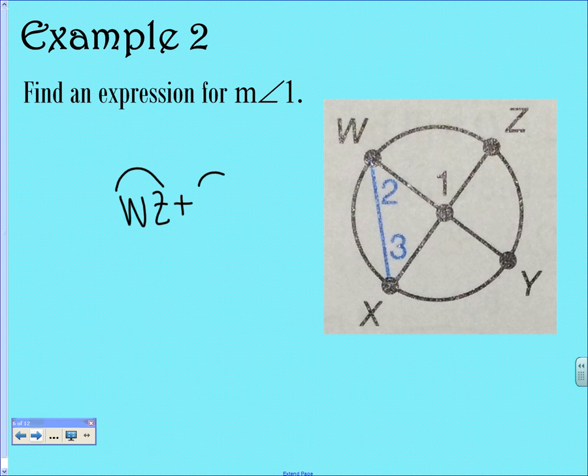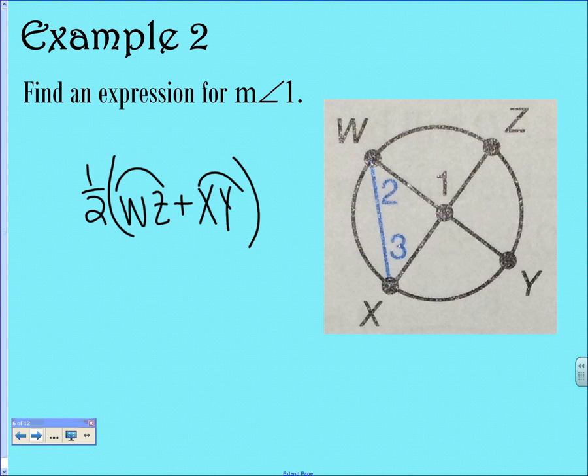Okay, plus arc XY. Half of that, because that's what the theorem said. Yep, that's it. Angles 2 and 3 are irrelevant. Yeah, I know.